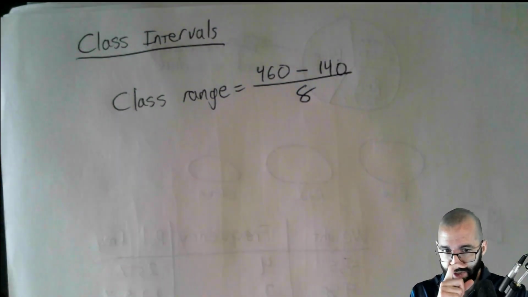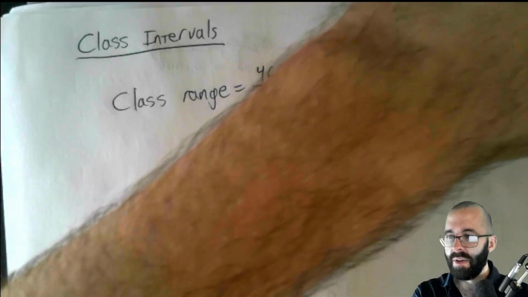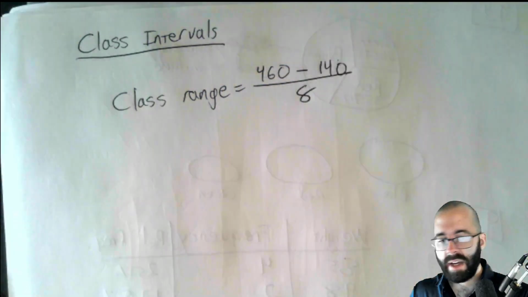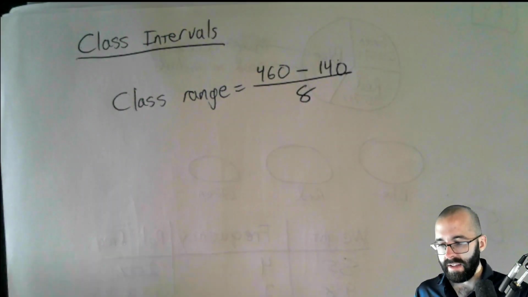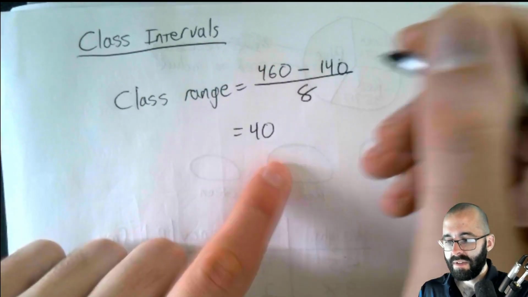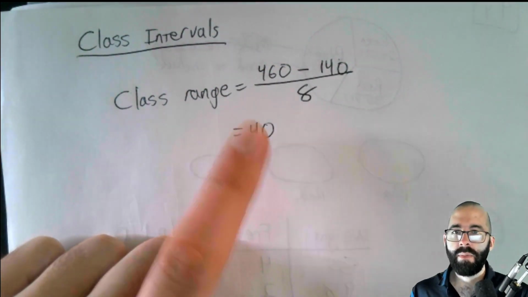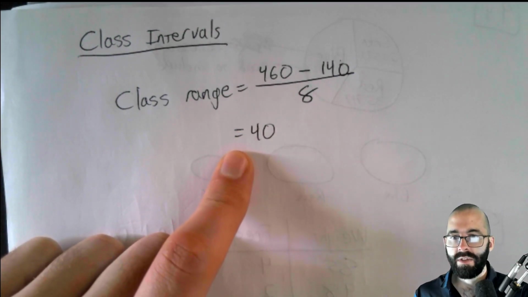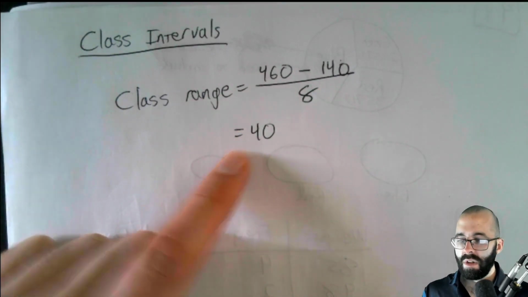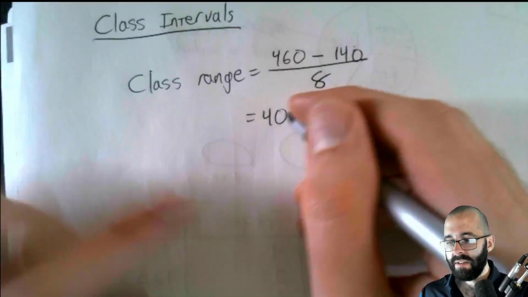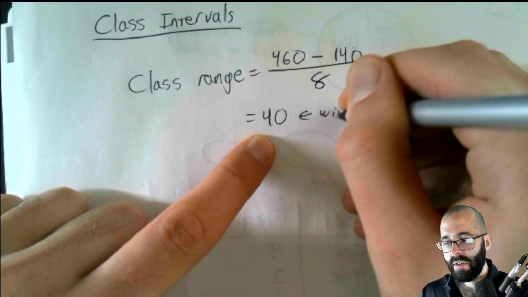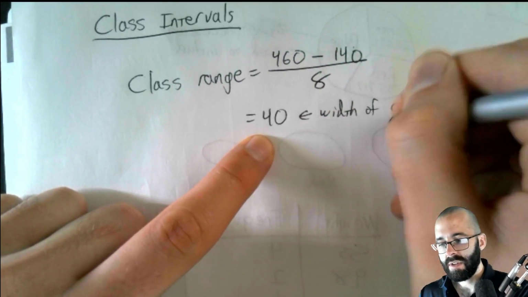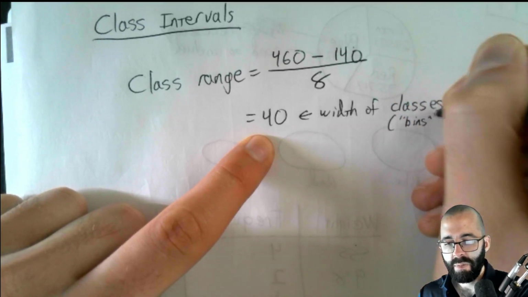Okay, so we just use this calculation real quick. What is 460 minus 140 divided by 8? And that is, in this case, exactly 40, but sometimes we'll round up. We may have to round this, but we don't have to here. This is our class range. So we're going to start with the lowest data and then make bins. These are the width of the bins or the classes. Sometimes they're called bins. I love the word bins.